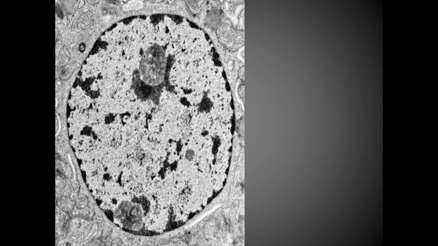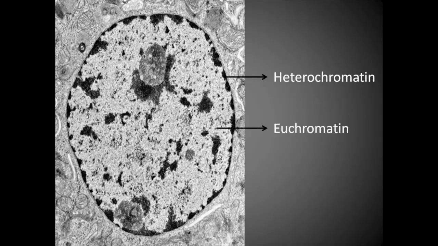Tightly packed DNA, which looks darker, is called heterochromatin. It is transcriptionally inactive, while loosely packed DNA, which looks lighter, is called euchromatin. It is transcriptionally active. So to conclude, DNA packaging is an important process in living cells. Without it, the cell would not be able to accommodate a large amount of DNA into its tiny nucleus.